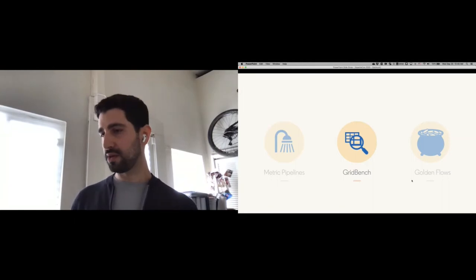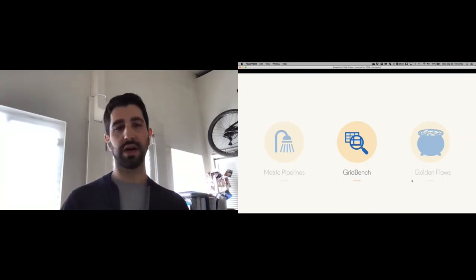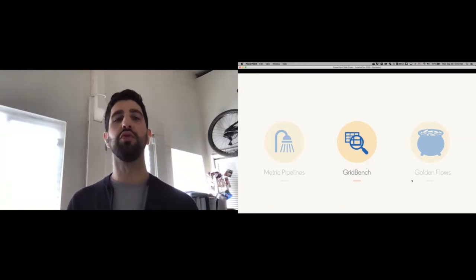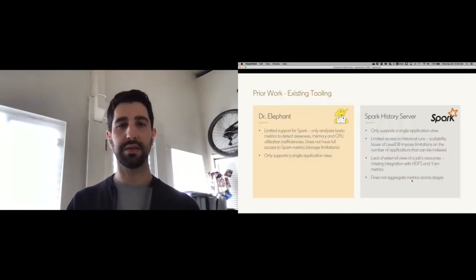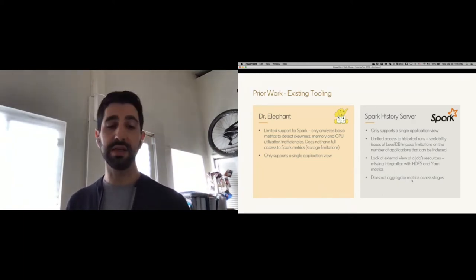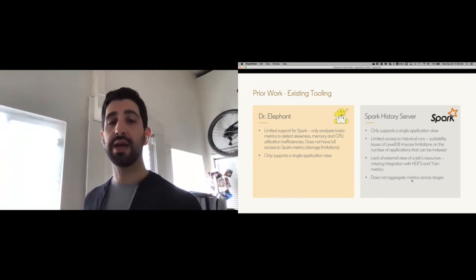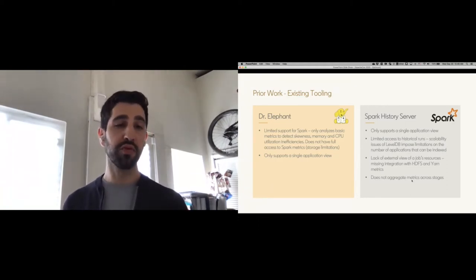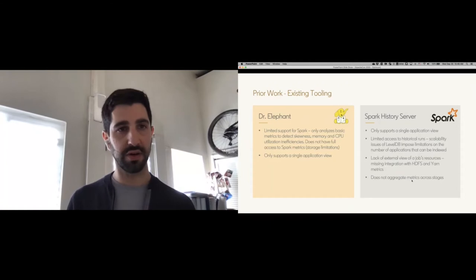So the next pillar that we want to talk about is GridBench. This is the main tool that we're going to discuss today. GridBench is about self-servicing users and enabling them to see different insights about their jobs, and enabling them to improve and iterate and detect regressions and so on.